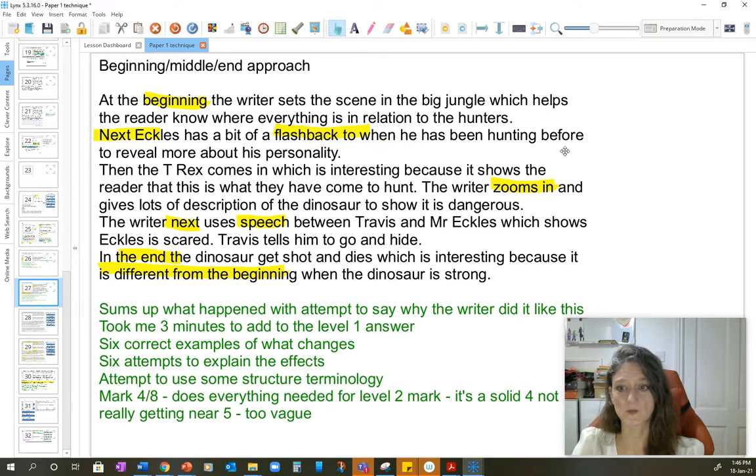A flashback to when he's been hunting before. It reveals more about his personality as probably and where it is in relation to the hunters. Those are probably the best attempts.